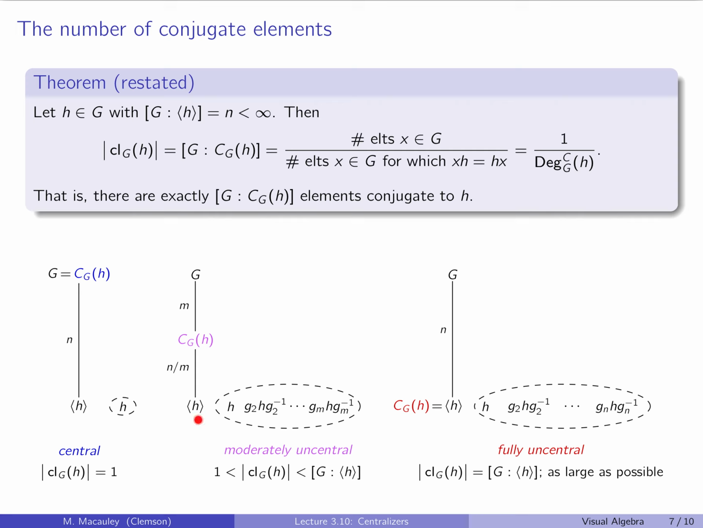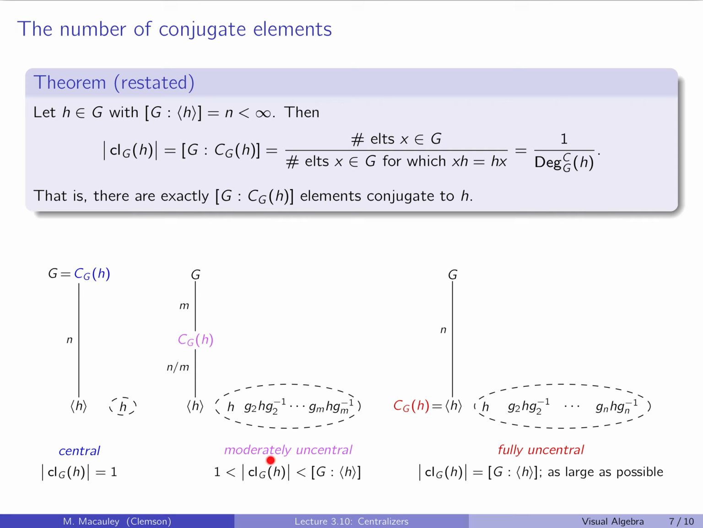Next up, suppose that the centralizer of h contains more elements than just the cyclic subgroup it generates, but not the entire group. So h is not in the center. So suppose the centralizer has index m, which is strictly less than n. In this case, the conjugacy class containing h is going to have size m. We say that h is moderately uncentral.